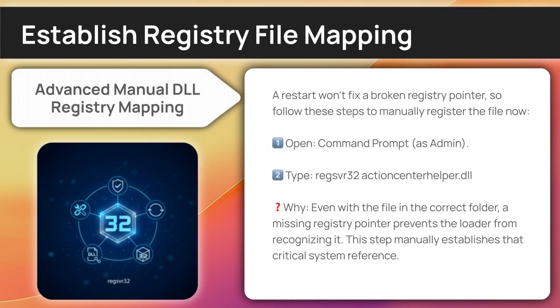A restart won't fix a broken registry pointer, so follow these steps to manually register the file now. First, open command prompt as admin. Second, type regsvr32 followed by your file name causing the error, then hit enter. Why are we doing this? Well, even with the file in the correct folder, a missing registry pointer prevents the loader from recognizing it. This step manually establishes that critical system reference.